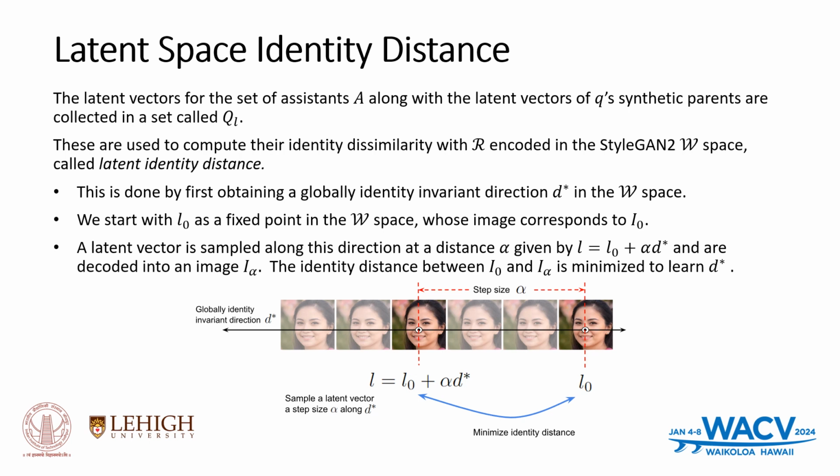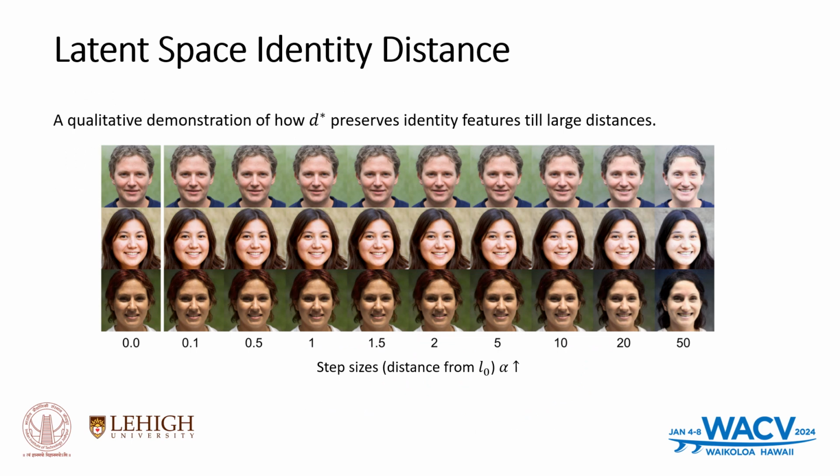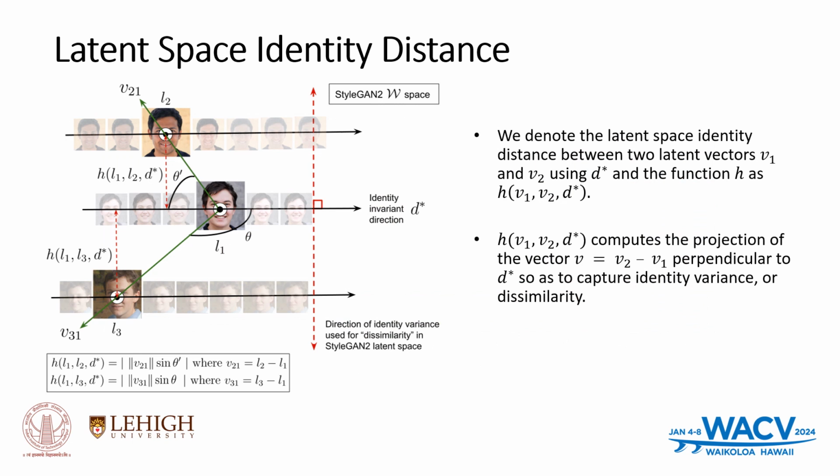within the W space. To do this, we first learn a globally identity invariant direction D star. D star is learned by minimizing the identity distances between a reference point and points along certain step sizes along this direction. The process yields a direction which preserves identity information of face representations till large distances from the reference latent vector and needs to be learned only once. Overall, the identity dissimilarity between two latent vectors is computed as the projection of their difference perpendicular to the identity invariant direction D star, so as to encode identity variance or dissimilarity.